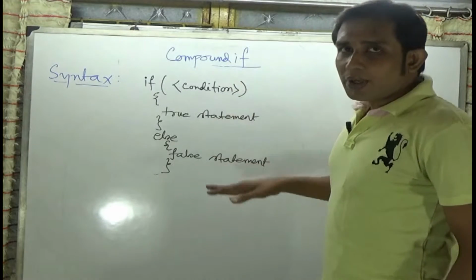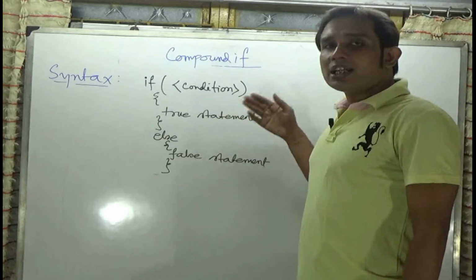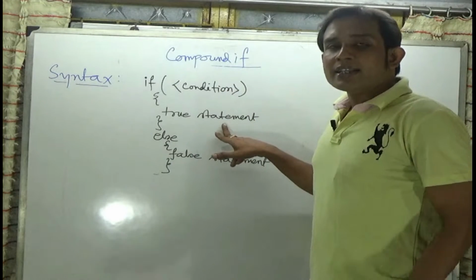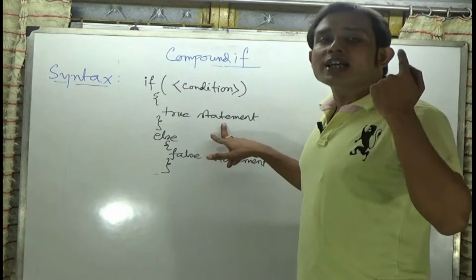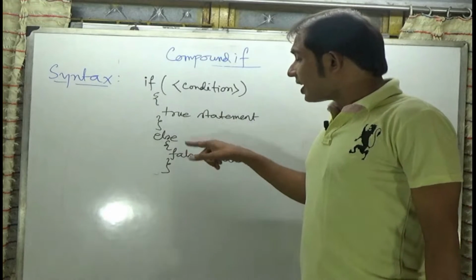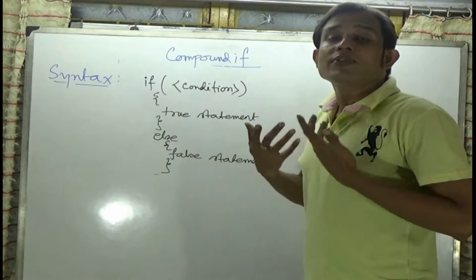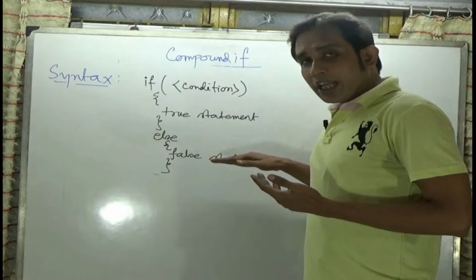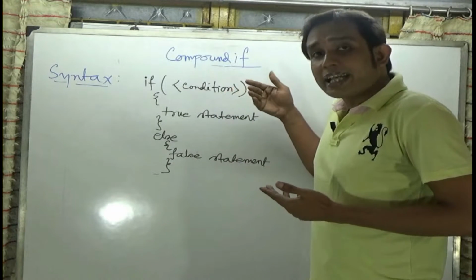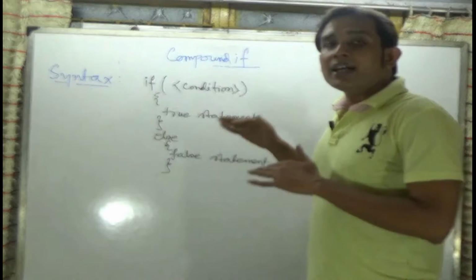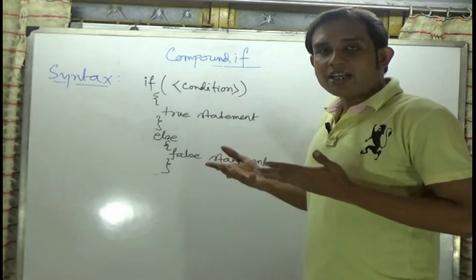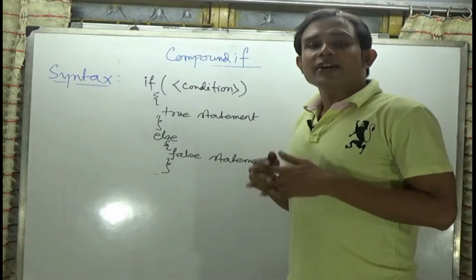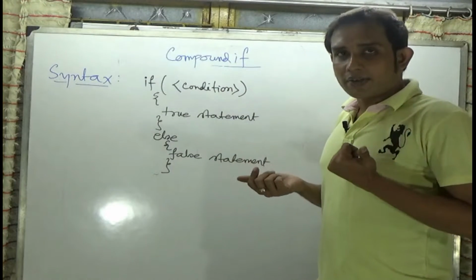In the compound if statement, we can write multiple lines for any kind of statement. Suppose the true statement consists of only a single line, and the else statement maybe consists of several lines, more than 2, more than 5 lines. So in the case of the true statement or the false statement, the number of lines may vary or may be equal.